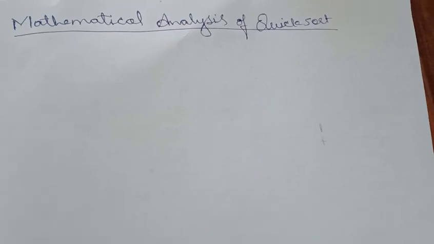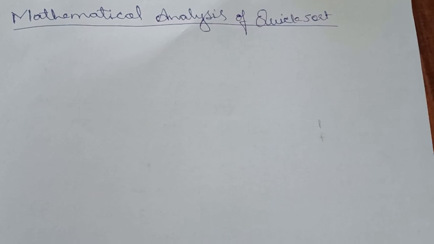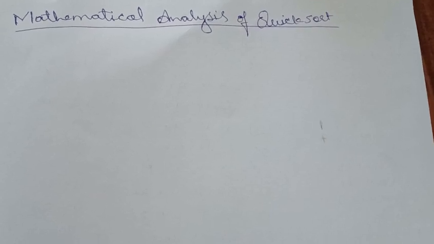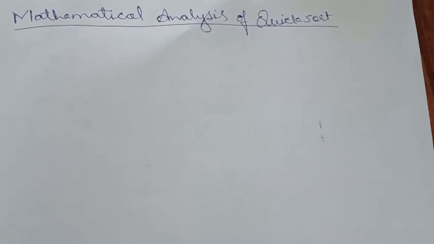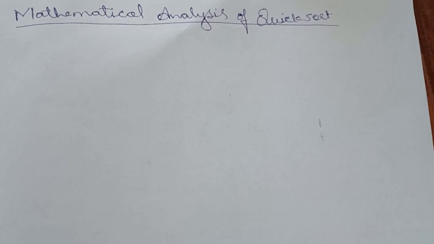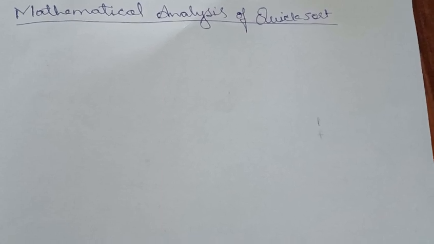Hello everyone. In the last video we have seen how the quicksort algorithm works. I have just shown you with an example array. Today we'll see the mathematical analysis of quicksort. I have told you mathematical analysis means first you have to find out the general plan, and then you have to find out whether the algorithm will come under best case, worst case or average case.